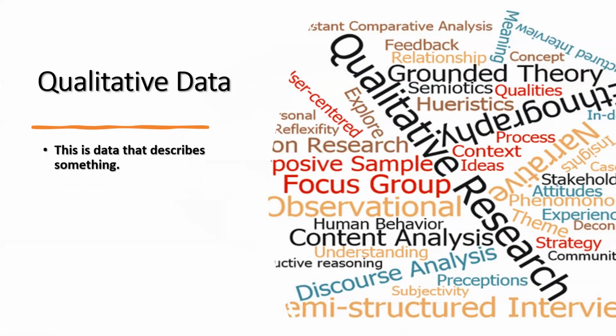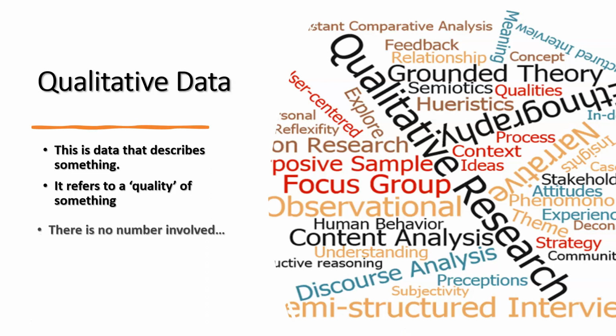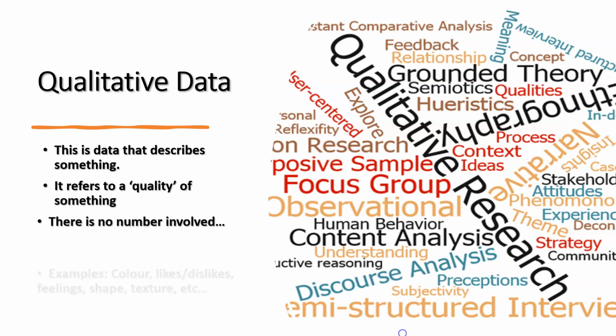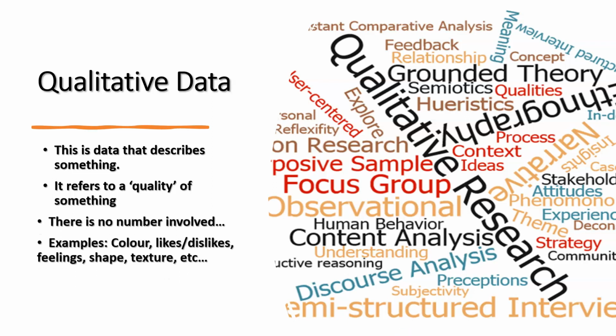However, before we get to that, we need to look at types of data, okay? Our first type of data we're going to look at is qualitative data. Okay, and this is data that describes something. It refers to the quality as such of something. There's no numbers involved in this, okay? So for example, you might be looking at colour, likes and dislikes, feelings, shape, texture. So it's not a numerical number, it's a category as such.